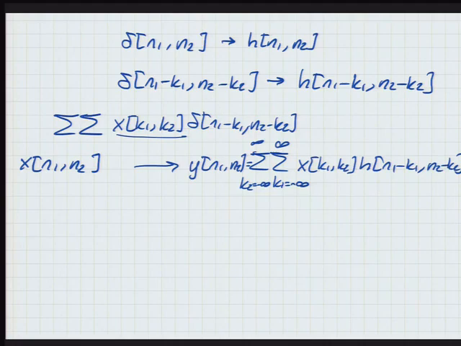And then we have h. We flip h in both directions. You turn it, with respect to k1, you flip it. With respect to k2, you also flip it. And then you drag it by n1 in one direction and n2 in the other direction. And then multiply them, sum over the whole area. That's basically the graphical convolution, but it's a little harder to visualize as we increase the dimension.